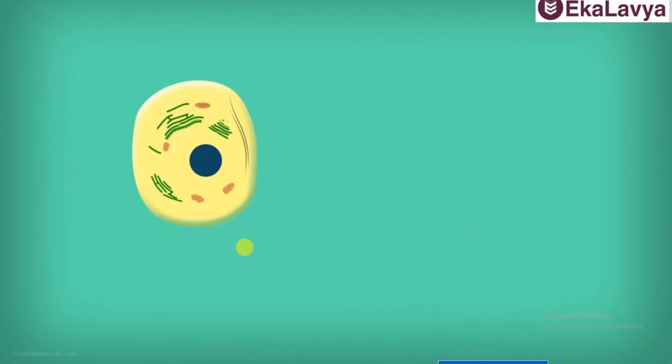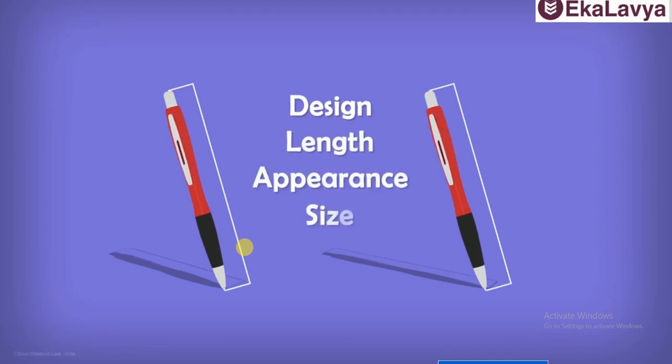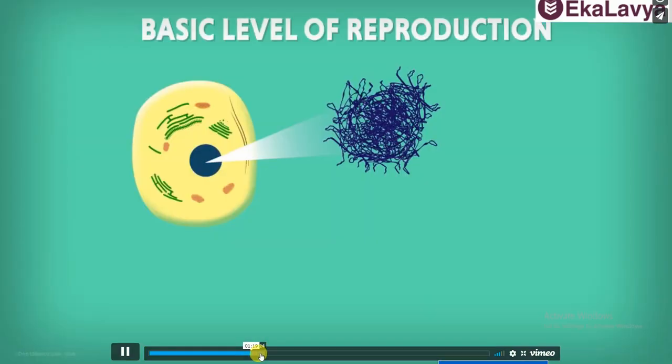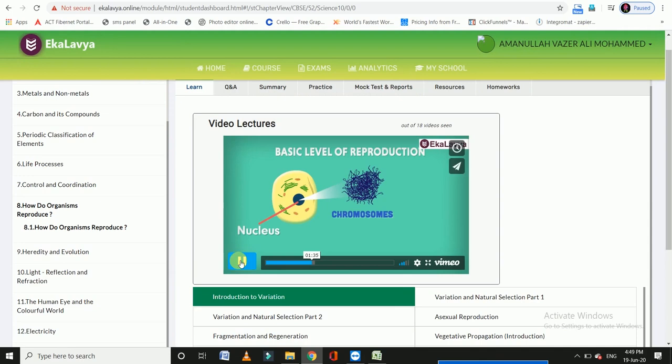Let's take an example here to understand the first one better. How would you know two pens are exactly the same? It's quite obvious. Their body design would be the same. The length of the pen, its appearance, the size and the color of the body would be the same. Similarly, do you know what they are called? I'm sure you studied the cell. These chromosomes.